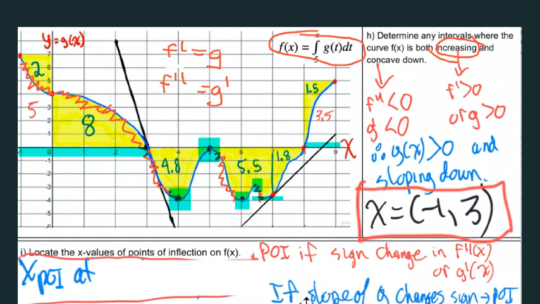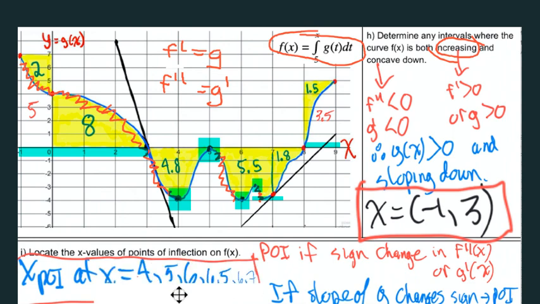So if we go through that, if the slope of g changes sign, then we have a POI, okay? Slope change on g, a POI on f. So where are our POIs? At 4, at 5, at 6. That little one there looks like it's about 6.5. And then the other one down here looks like it's about 6.7. Okay, those are all points of inflection. And again, it's that relationship right here that you need to work with.